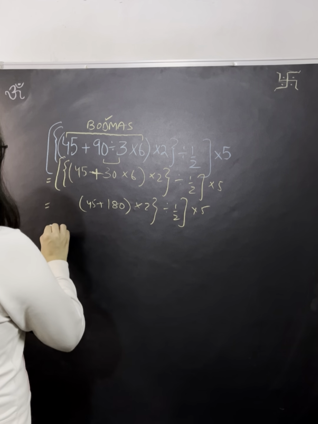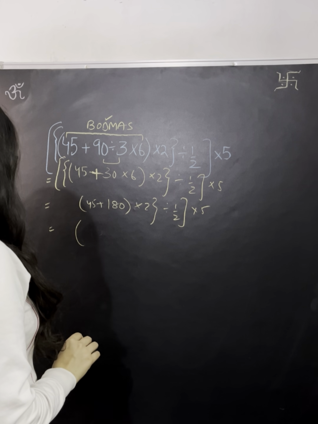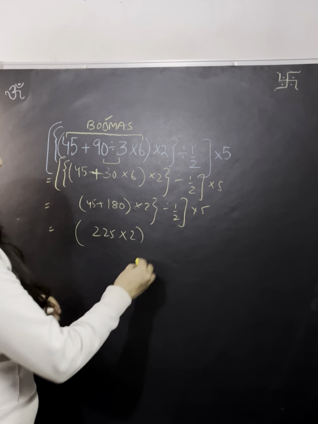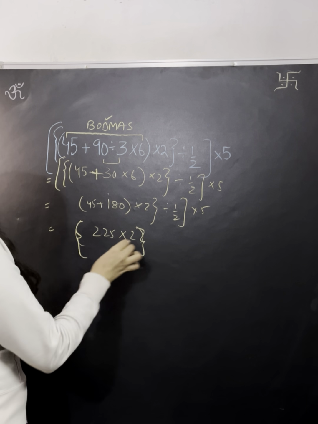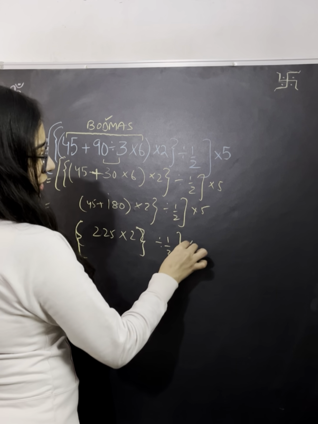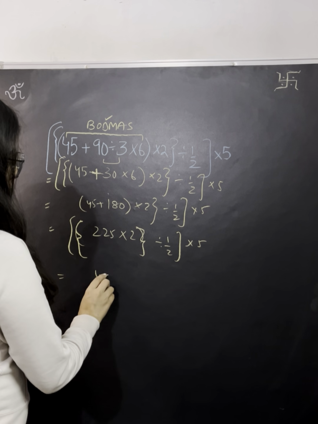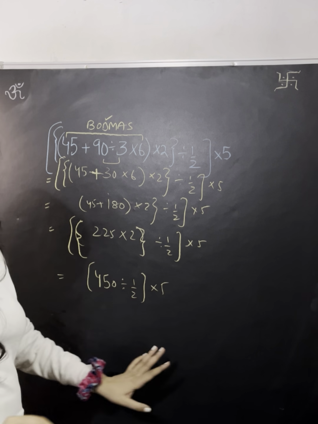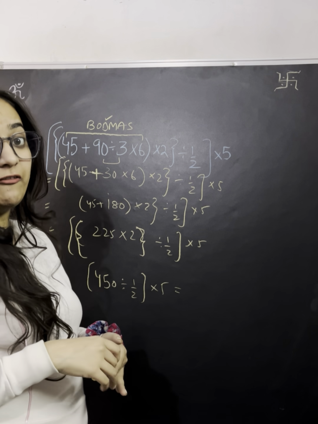Now, 225 times 2, this got solved times 2. So, this is left. Half times 5 as it is, right? Now, 225 would give you 450 divided by half times 5. Till here, I hope it makes sense. Now, next, what is 450 divided by half?